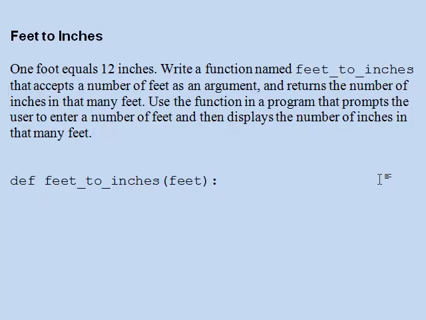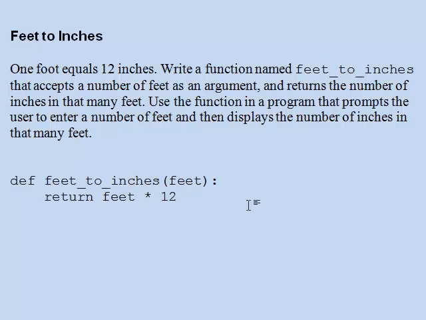Now, in this function, the feet parameter will be assigned some value, which is a number of feet, and all we have to do is return that value multiplied by 12. So we can just simply write a return statement here that says return feet times 12, and that's pretty much the function. That's it. So we're going to test this in the Python shell, and then if this works okay, then we'll go ahead and start writing our program.